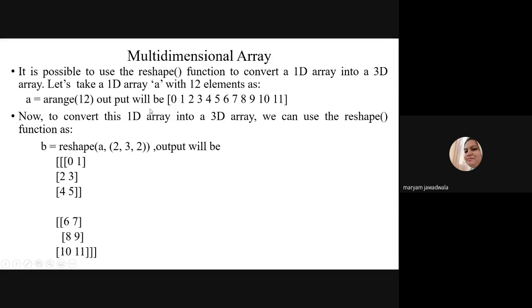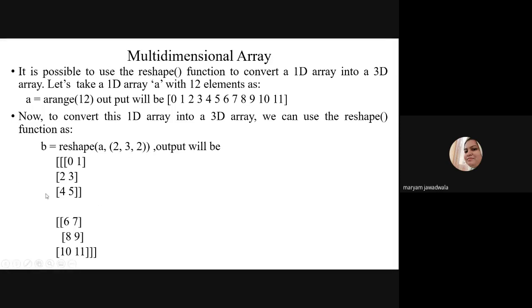Now what I want using the reshape method, I want to convert this 1D array with 12 elements into a 3D array, right? So how can I write the function? b is equal to reshape is the name of the function, and in the bracket give the name of the 1D array, and in another bracket you give 3 arguments. The first argument represents the number of 2D arrays. If you are creating a 3D array, then the first argument represents the number of 2D arrays, meaning 2 2D arrays will be there. Then each 2D array consists of 3 rows and 2 columns.